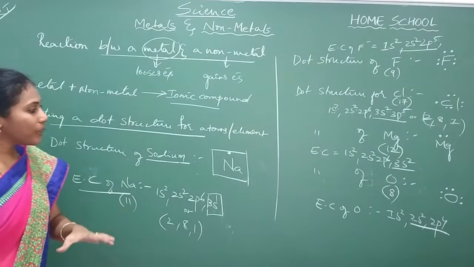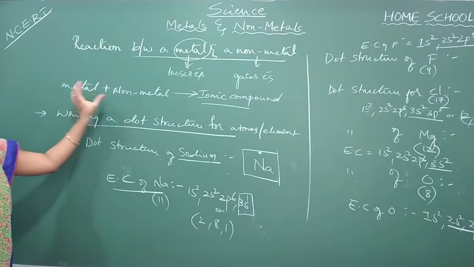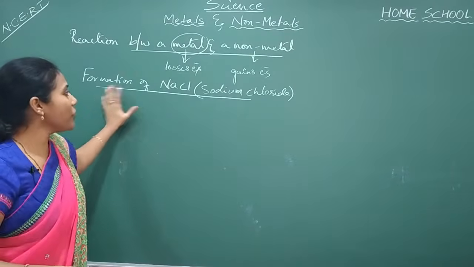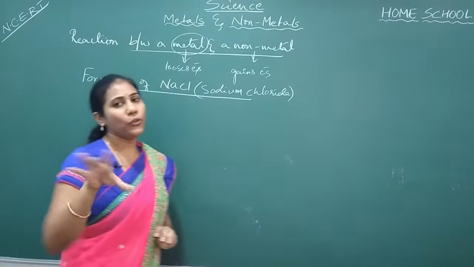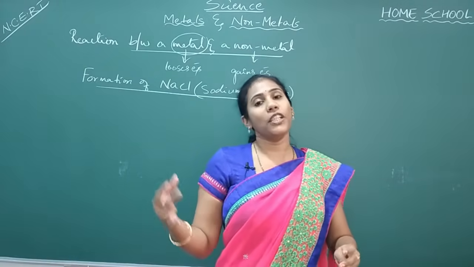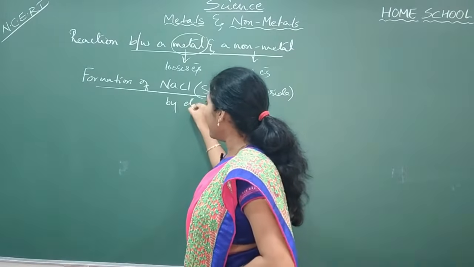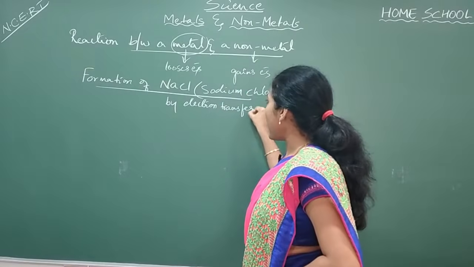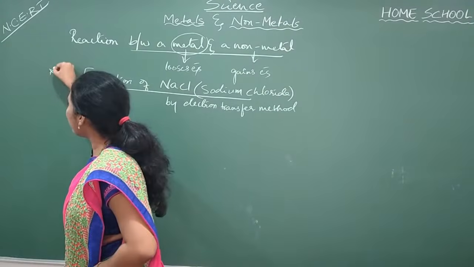And now, keeping these dot structures in our mind, let us learn how a metal can react with a non-metal to form an ionic compound. Let us learn the formation of NaCl, that is sodium chloride. They ask you like this in the examination: explain the formation of sodium chloride by electron transfer method. So this is how questions can be asked, and it is one of the important types of question.